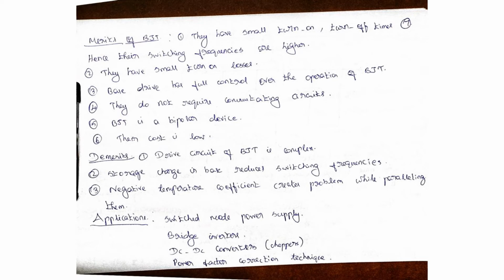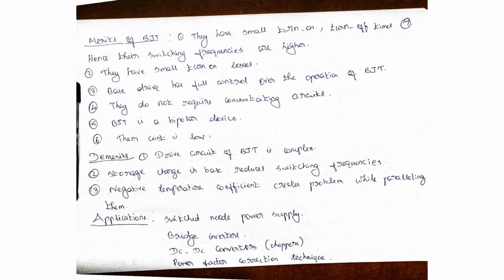We have small turn on and turn off times, so it is good that we can use it for higher frequencies. Then they have small turn on losses. Base drive has full control over the operation of the BJT, because if the base emitter drive is removed, then immediately it will come to the turn off mode. They do not require commutating circuits; unlike SCR, they don't need any other commutation circuits to turn off. BJT is a bipolar device, that is, it carries both the charges.